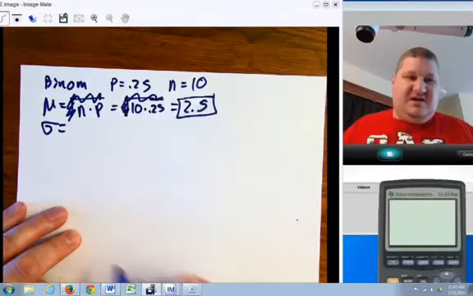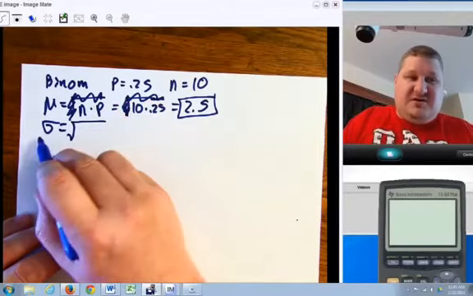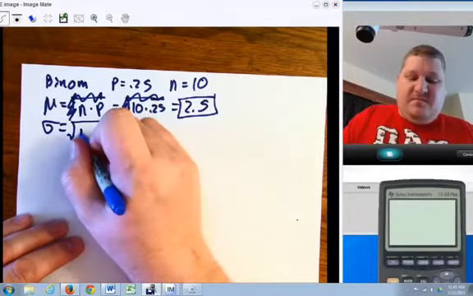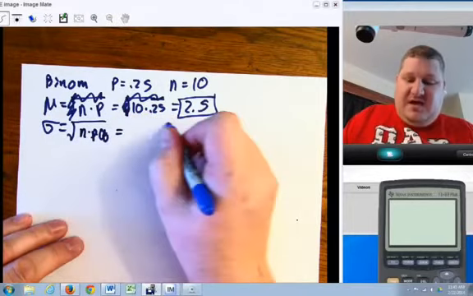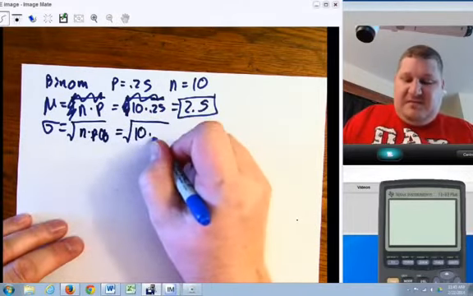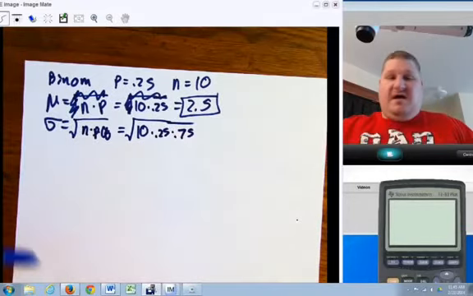That's how many I should be getting correct. Square root goes with the standard deviation, because standard deviation is always a square root, of npq. So I have the square root of 10 times 0.25 times 0.75. If I grab it, put it all together.